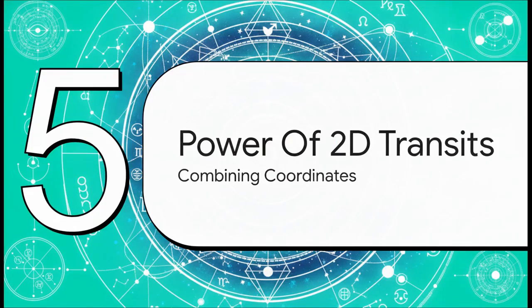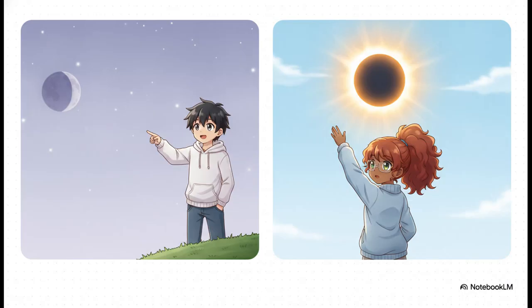Which brings us to our final section, Part 5, the power of 2D transits. This right here is exactly why two-dimensional astrology is an absolute game changer. Think about it. If you only look at one dimension, longitude, you might see the sun and moon at the same degree and think, oh, okay, it's a simple new moon. But by adding that second coordinate of declination, you can see if they're also on the exact same horizontal plane. And if they are, you don't just have a new moon, you have a highly powerful exact solar eclipse.